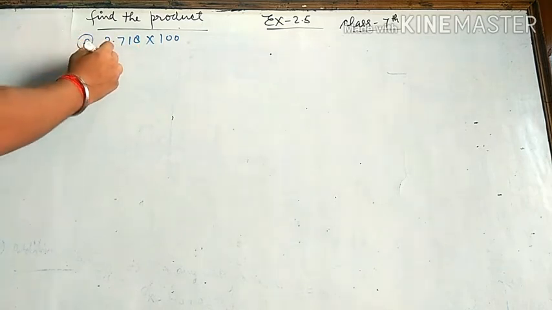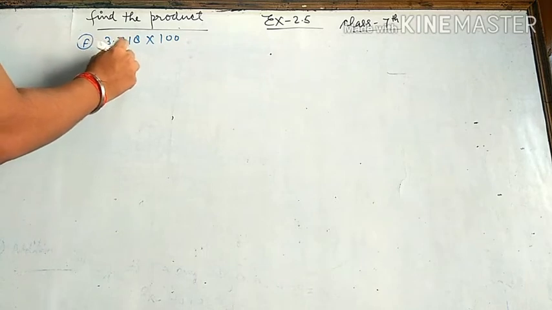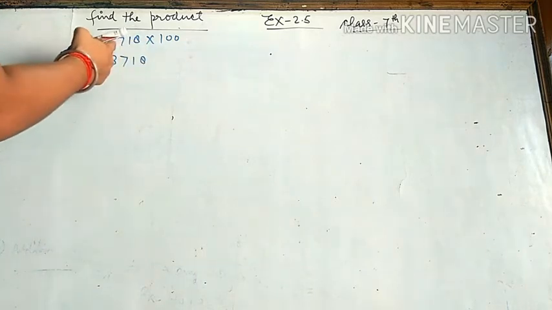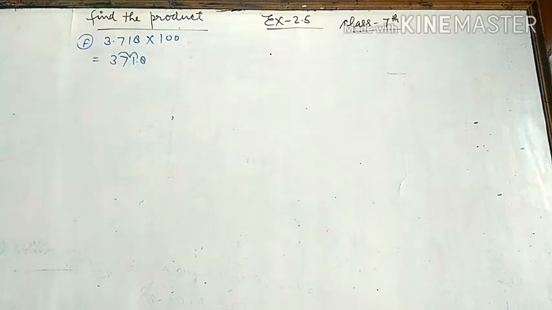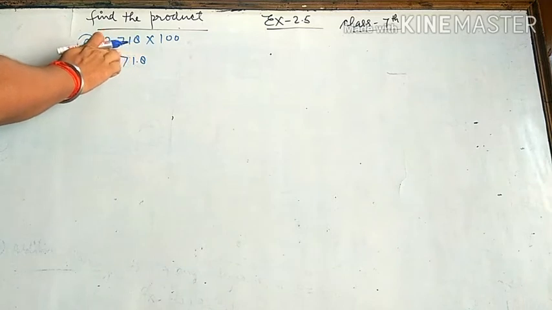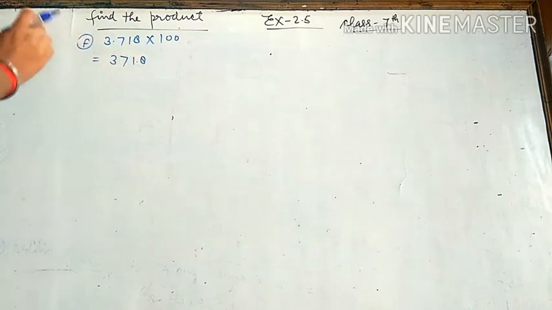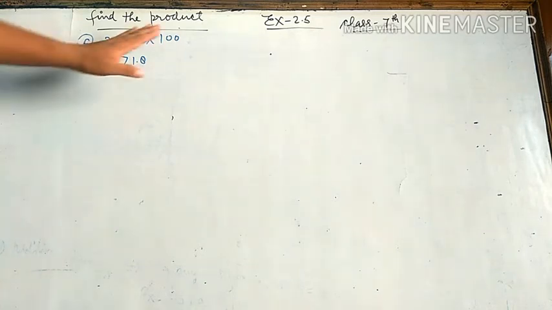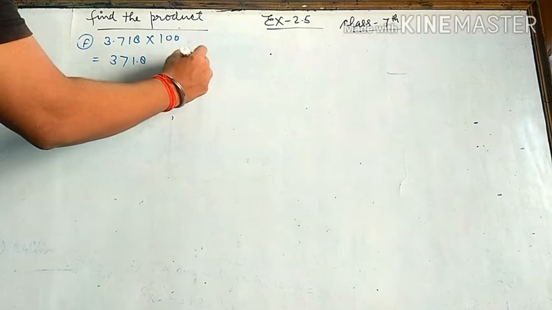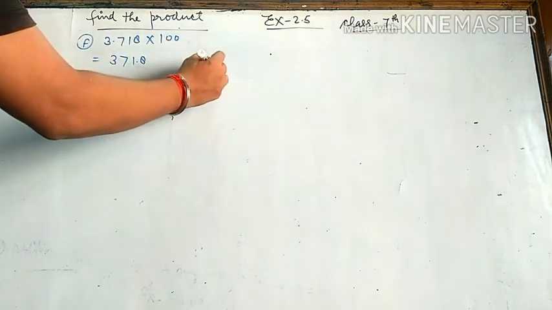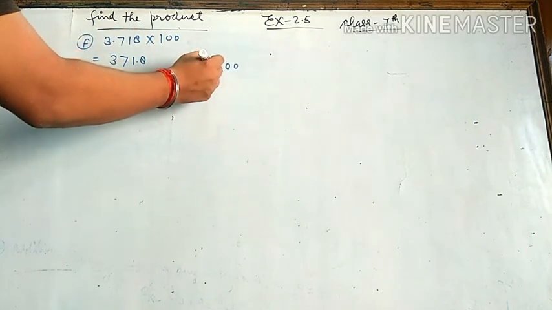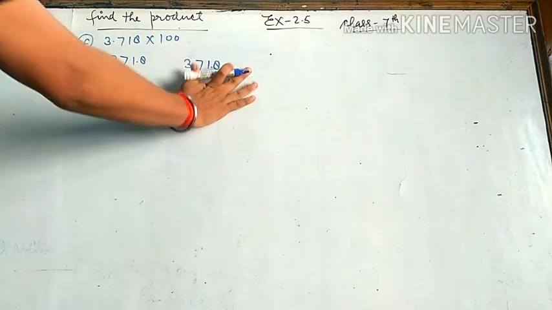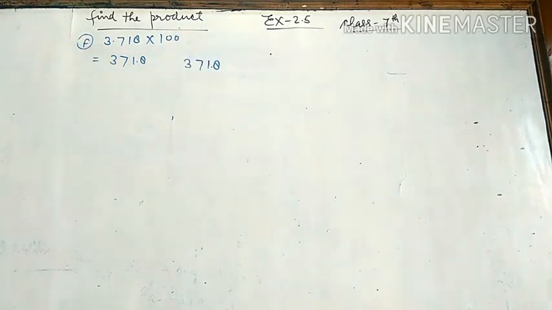We have to write like this: 3.718, and the decimal is shifted 2 digits, 1 and 2. So we will put the decimal here. Not to do anything, just shift the decimal only. This is your answer. Understand? And you can ask why. Suppose we multiply 3718 and 200, the decimal will have 1, 2, 3 places here, but the last 0 has no value, so we will remove that.